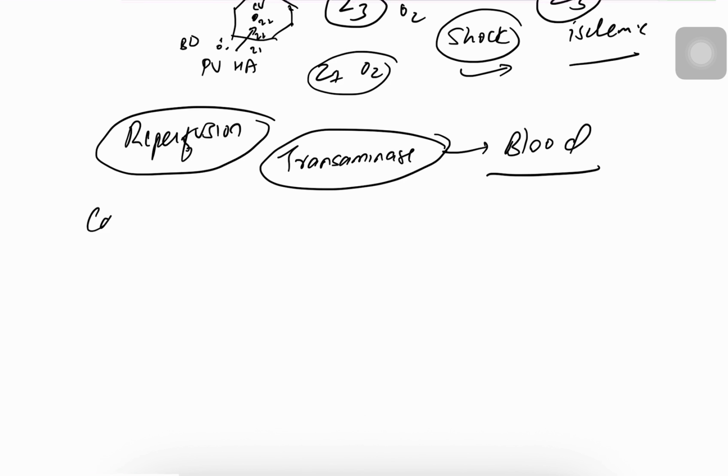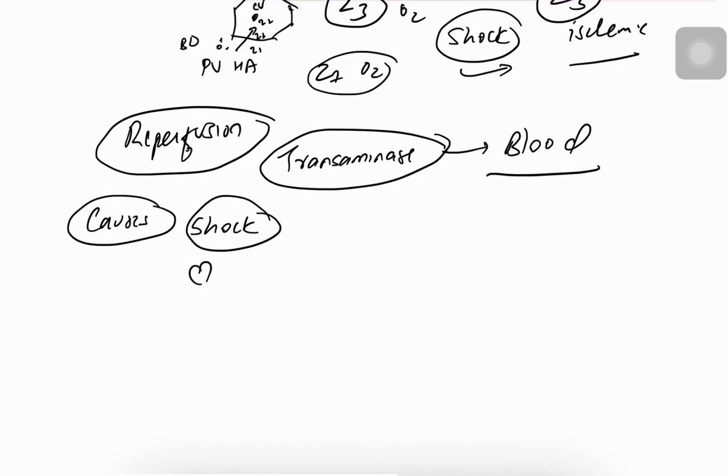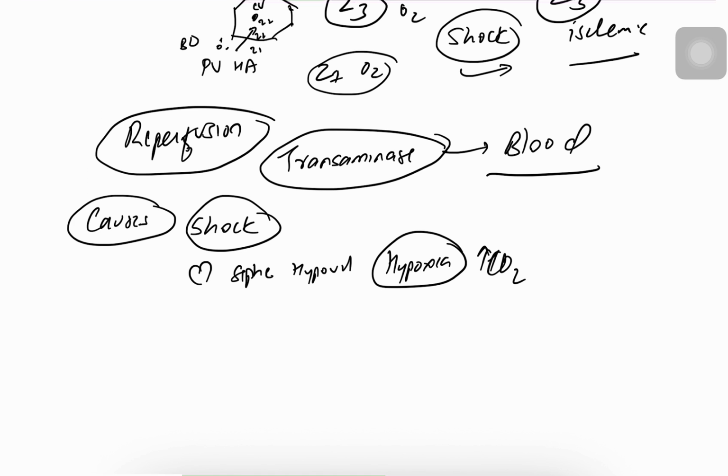So what are the causes of shock liver? Shock liver is basically caused by any type of shock: cardiogenic shock, septic shock, or hypovolemic shock, any shock can cause it. Hypoxia can also cause it, hypercapnia, increased CO2, can also cause it, and whenever there is massive hypoxia, it also can cause this ischemic hepatopathy or shock liver.